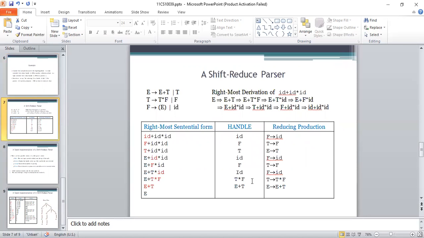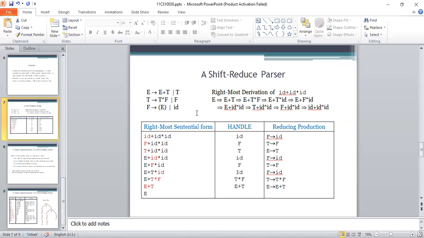See one more example for a shift reduce parser. Here the productions are given: E implies E plus T or T, T implies T star F or F, and F implies left parenthesis E right parenthesis or ID. We are going to expand the rightmost derivation of ID plus ID.